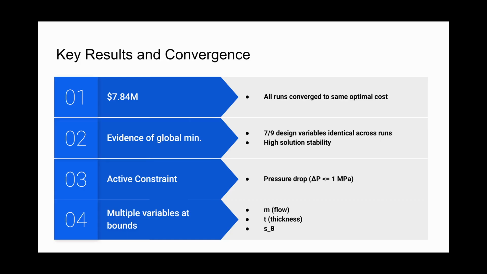From a constraints perspective, the pressure drop constraint is the only active inequality constraint at the optimum. We also observed that several variables, including flow rate, blanket thickness, and angular span, are pushed to their bounds, meaning the system is operating at its physical and design limits.